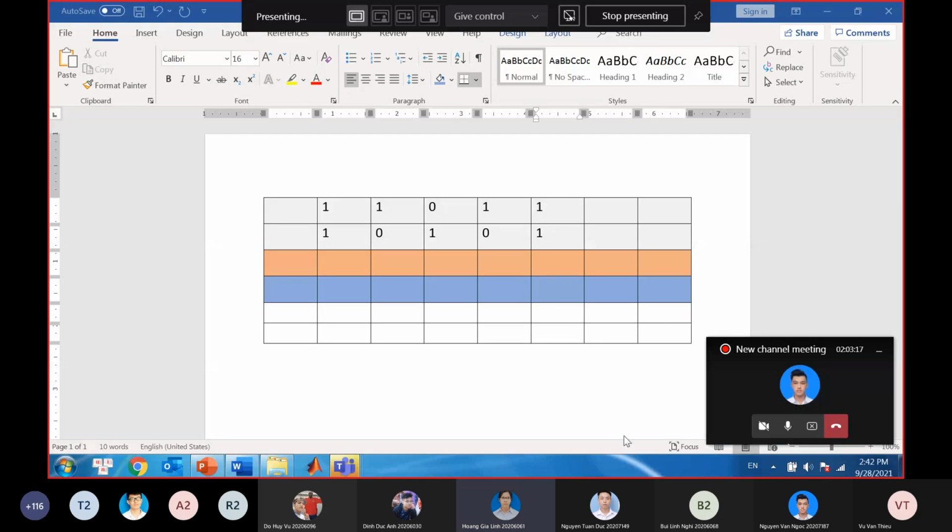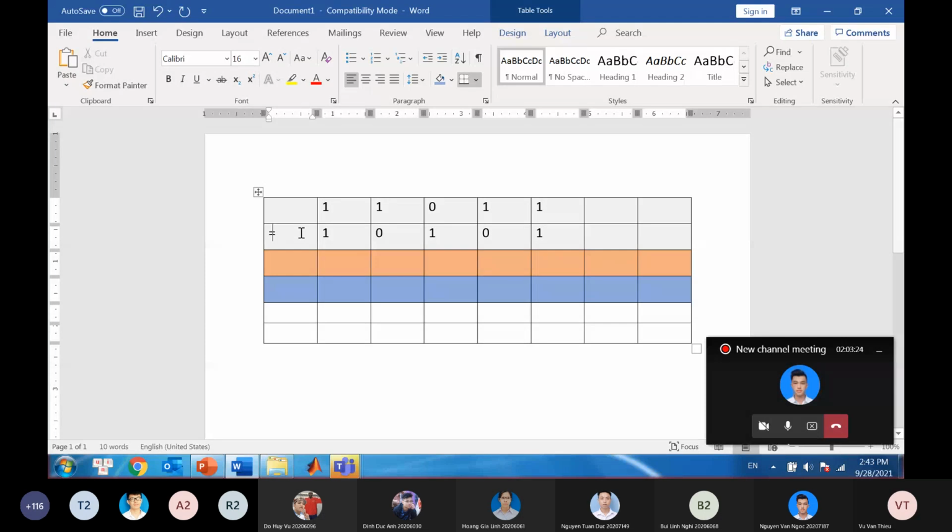Yes, sir. Okay. We want to add this number with this number. So we add from right to left. 1 plus 1 equals 0, right? And we remember 1 here. Okay. 1 plus 1 equals 0, and we remember 1 here, right?